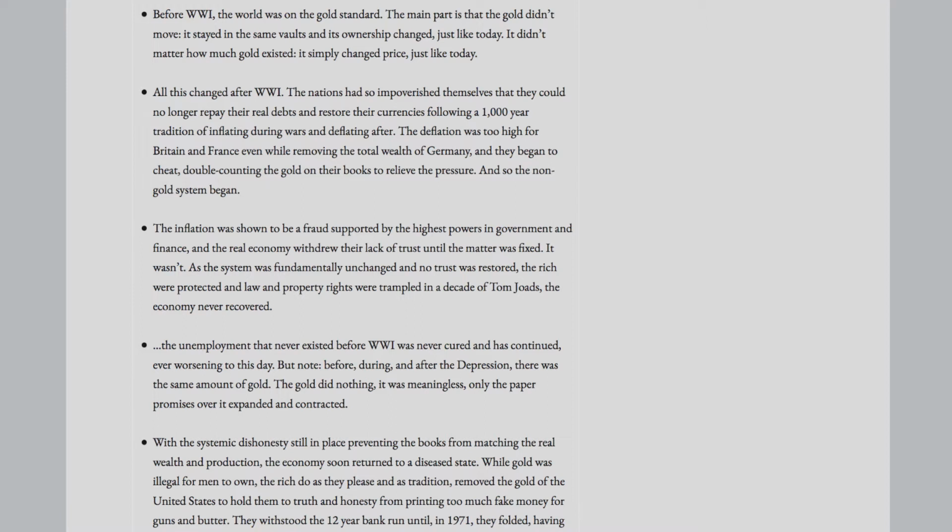All this changed after World War I. The nations had so impoverished themselves that they could no longer repay their real debts and restore their currencies, following a 1,000-year tradition of inflating during wars and deflating after. The deflation was too high for Britain and France, even while removing the total wealth of Germany, and they began to cheat, double counting the gold on their books to relieve the pressure. And so the non-gold system began.